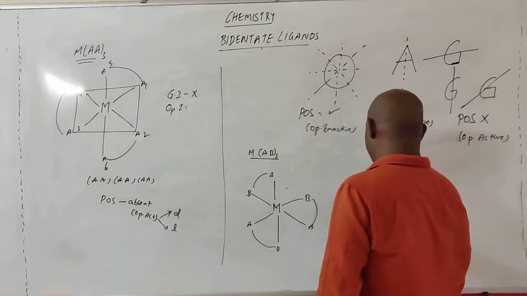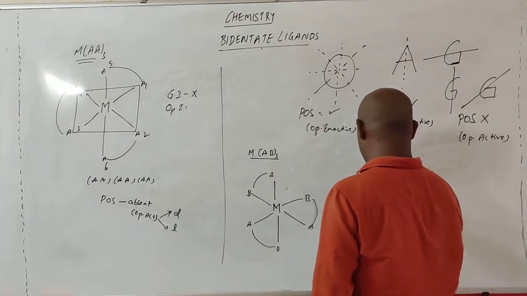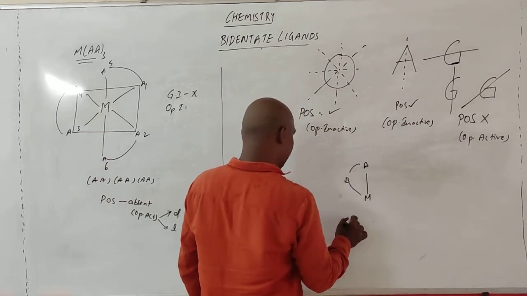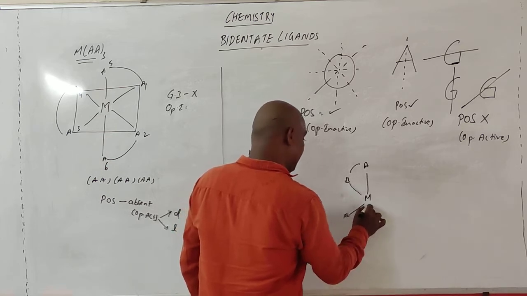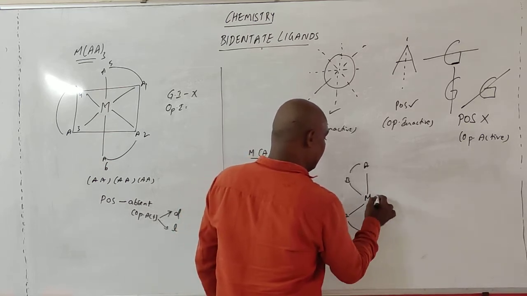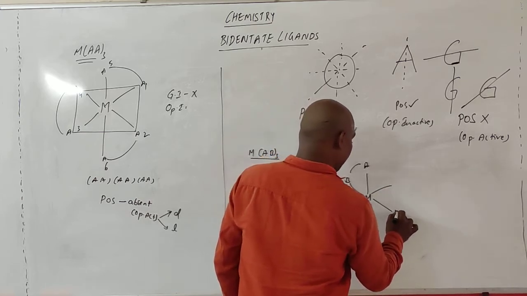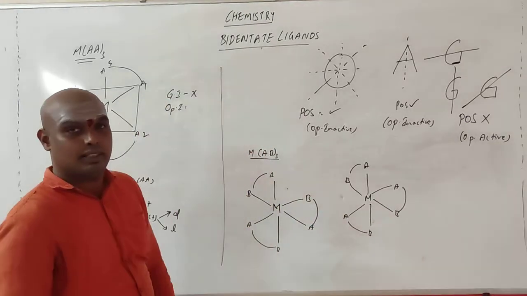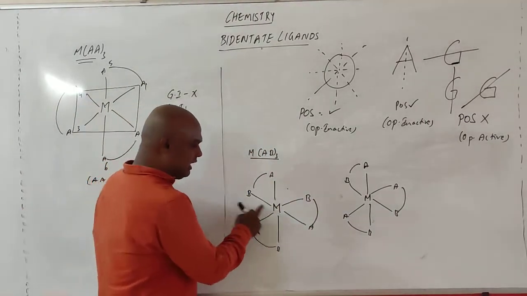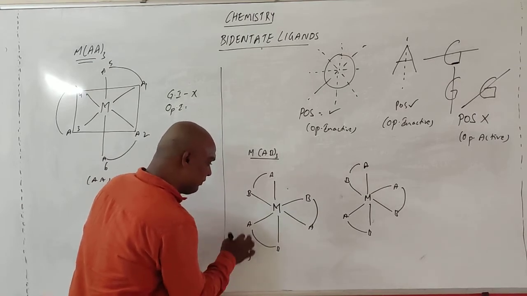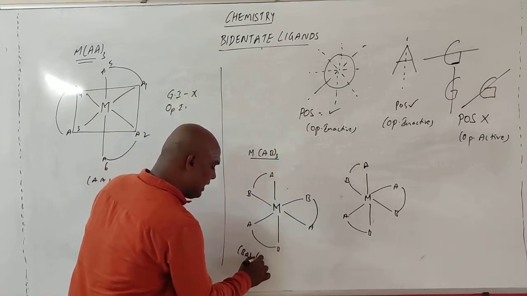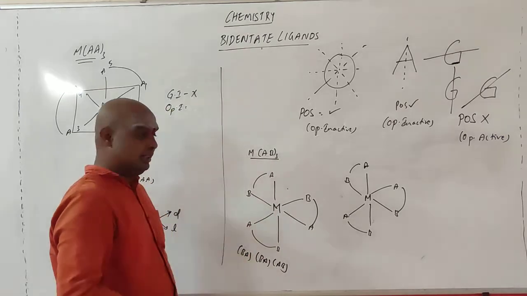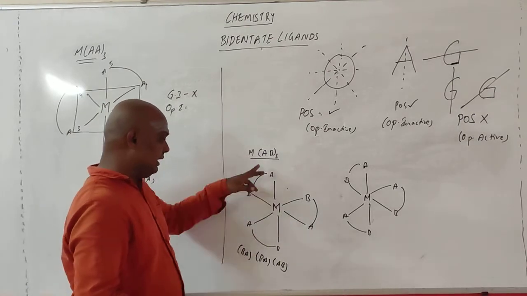So what happens? M like this will be having A B. This is A B and this is B A. So these two are geometrical isomers. How can you say? Take the opposite of this. This is BA, BA, this is BA, this is A. Getting me? See, BA, BA, A.